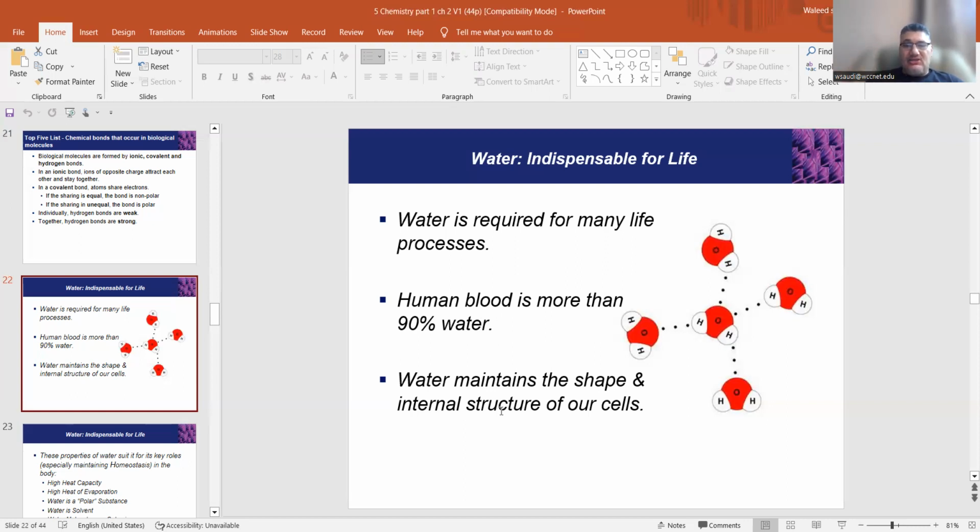And it maintains the shape and internal structure of our cells. Simply, the whole inside of the cells, which is the cytoplasm, is cytosol plus organelles. The cytosol is the fluid part, which is mainly water. So if you don't have enough water, your cells will collapse. It's not going to maintain the shape and internal structure.